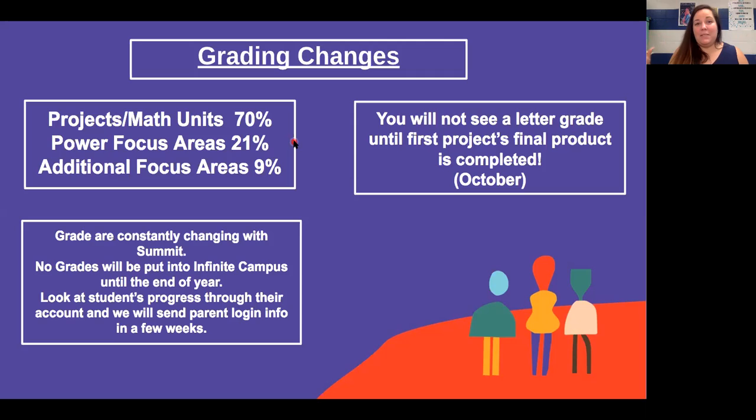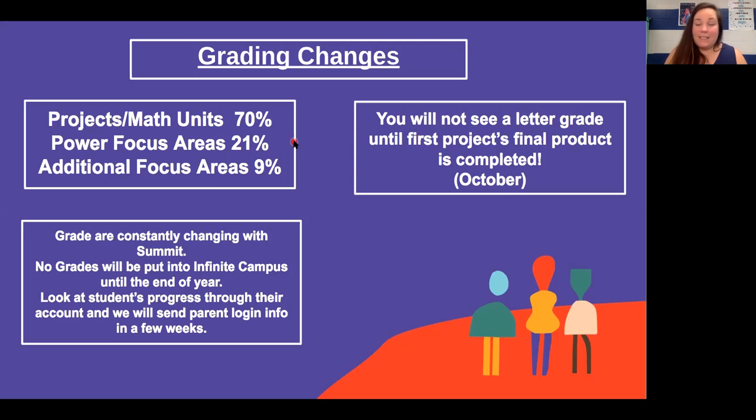Now the biggest part. You will not see a letter grade, so A, B, C, or D, until we finish our first project. So in my 8th grade science class, our project's called Let's Talk Genetics. It happens over the course of several weeks. We are doing things constantly that are going to contribute and add to that grade, including working on your first power focus area or content assessment. But you will not see a grade formulate because it takes all those percentages until we finish that first project and you get that grade on the final product.